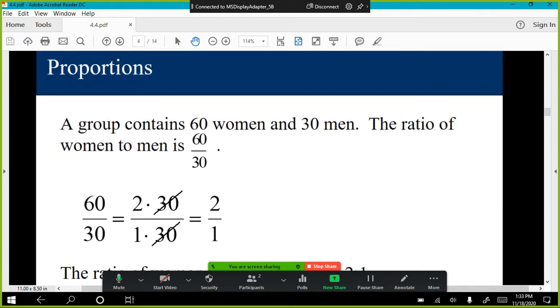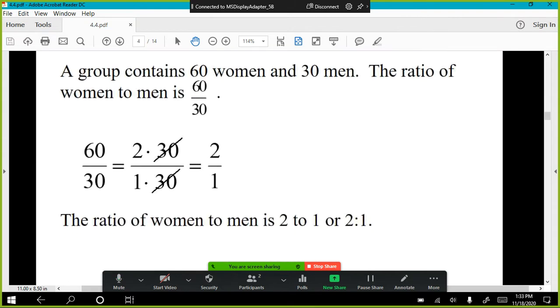So if we wanted to write a ratio, it says a group contains 60 women and 30 men. What's the ratio of women to men? Whatever you want the ratio of first goes on top, then second goes on bottom. So in this case, it would be 60 over 30. And you do want to go ahead and reduce your ratio. 60 over 30 reduces down to 2 over 1.